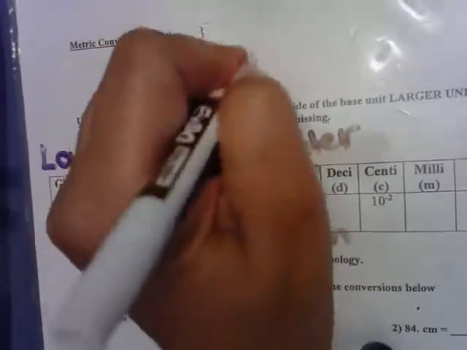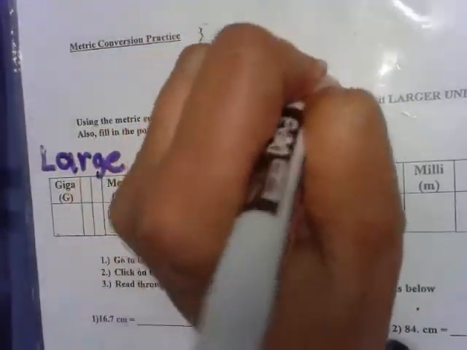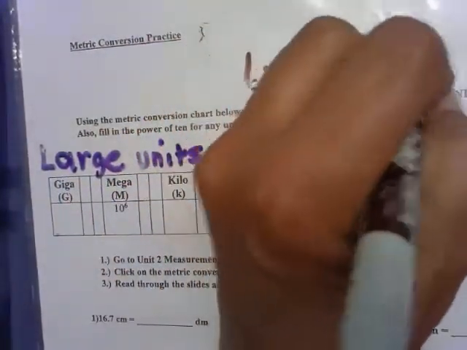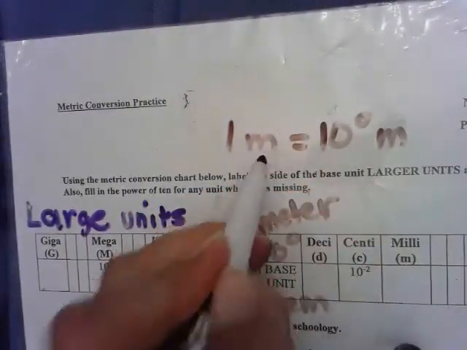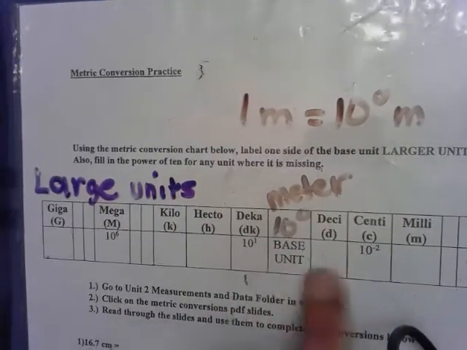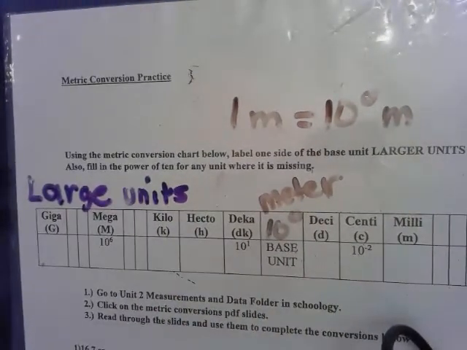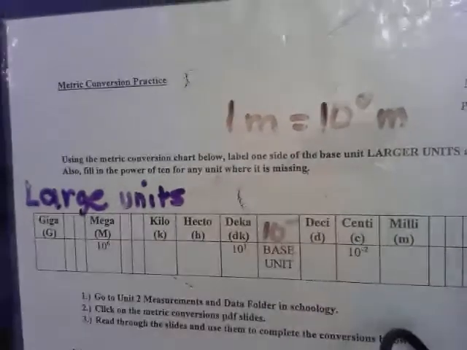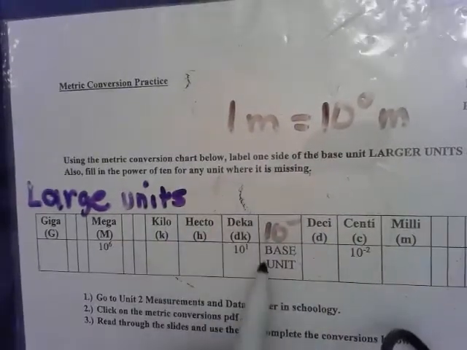So when you have 1 meter, you actually have 10 to the 0 meters. 10 to the 0 is the same as 1 meter. That's what this is on our little visual number line. This is our base unit, a lot of times called B for base.